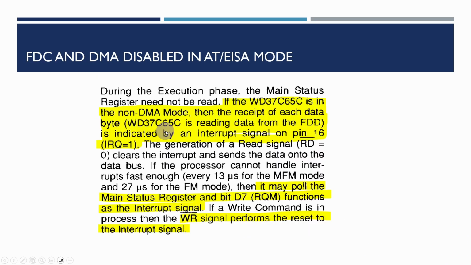And so another bit here. When the controller is in the non-DMA mode, then the receipt of each data byte is indicated by an interrupt signal on pin 16. Now we're not using interrupts, but what it does say is that you may then poll the main status register and bit 7 functions as the interrupt signal. If a write command is in progress, the write signal forms a reset to the interrupt signal. So basically, because interrupts are disabled, we're just going to be polling status registers.